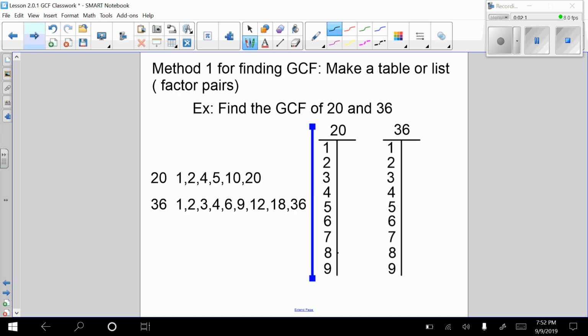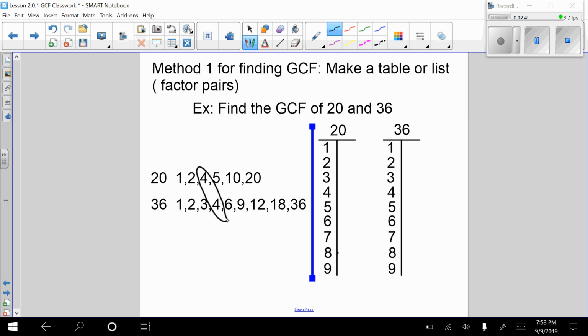Now, there are different ways to find that. One method, which we've already learned, is to make a table or a list. We can list them out vertically or horizontally, whichever you prefer. So in one method, we can see that the factors of 20 are 1, 2, 4, 5, 10, and 20. We can see that the factors of 36 are 1, 2, 3, 4, 6, 9, 12, 18, and 36. Again, although they have more than one factor in common, the greatest common factor would be 4.